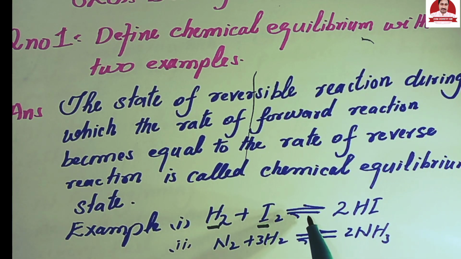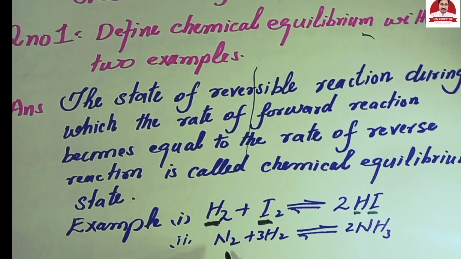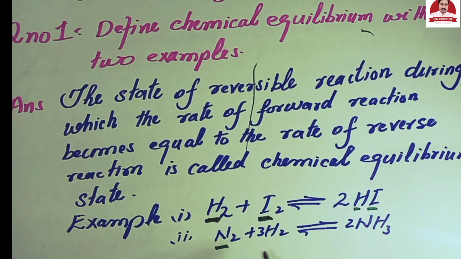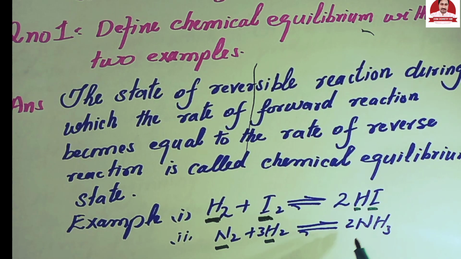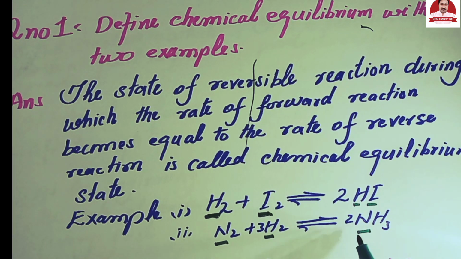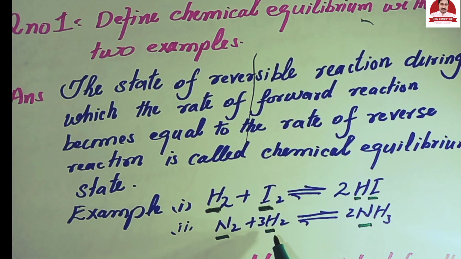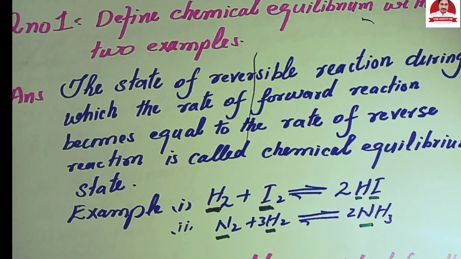Example is that when hydrogen reacts with iodine in a reversible chemical reaction, they form hydrogen iodide, and then the hydrogen iodide will reverse back into iodine and hydrogen. Similarly, in the Haber process, nitrogen reacts with hydrogen and they form ammonia gas, and the ammonia gas in the reverse reaction will convert into hydrogen and nitrogen.